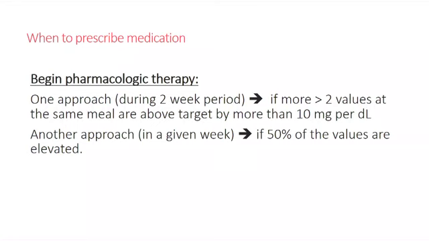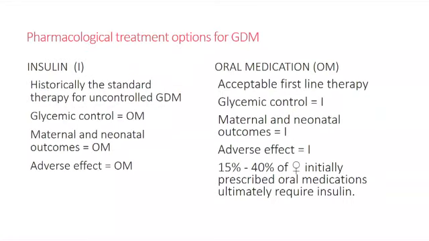And nowadays, we can do metformin. So there is insulin or oral medication. Insulin is the standard historically before we started doing oral medication. Now medication is considered a first-line therapy too. They are the same in regard to glycemic control, maternal and neonatal outcome, and adverse effects. The only thing with oral medication is that 15 to 40 percent of women initially prescribed oral medicine would ultimately need insulin. But it's okay to buy time, if it's safe, because injecting someone is not a fun thing to do.